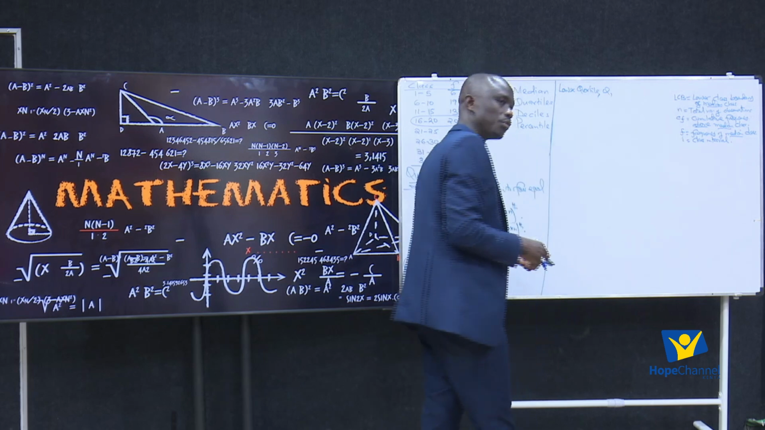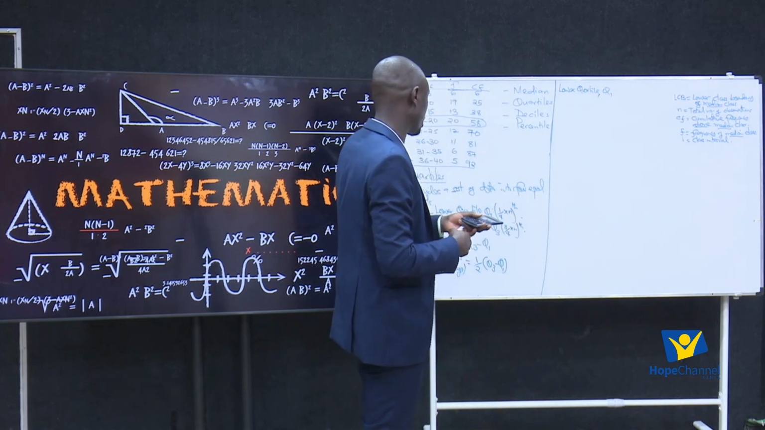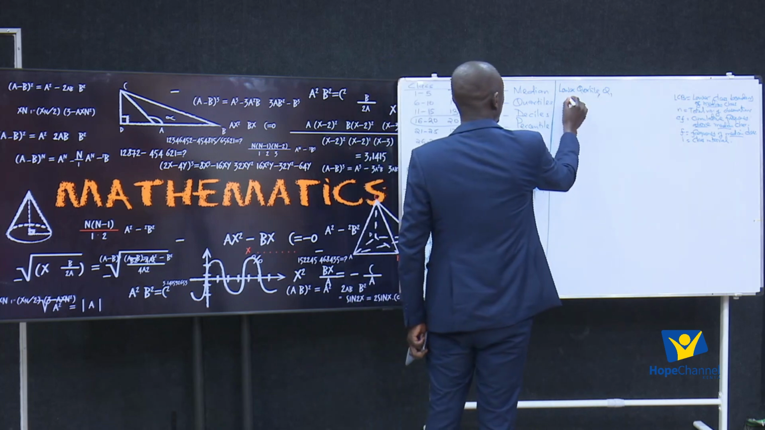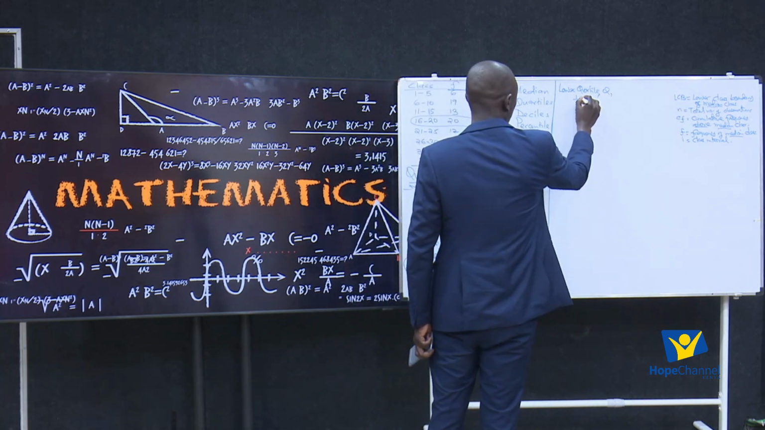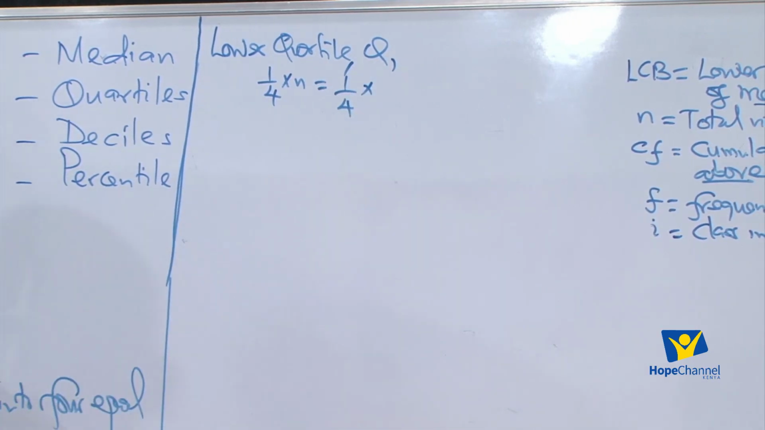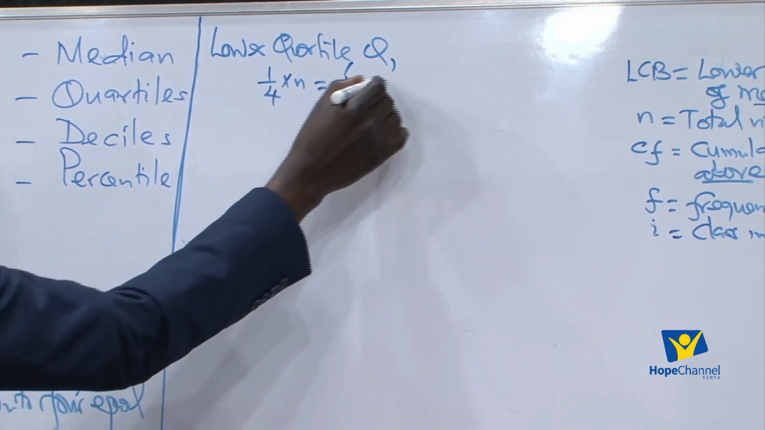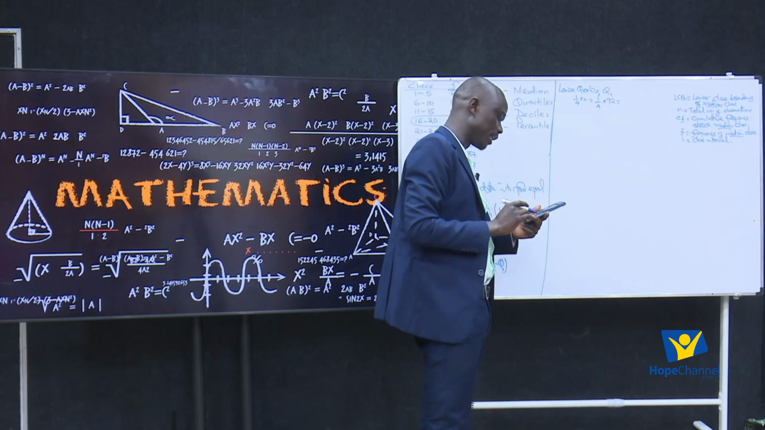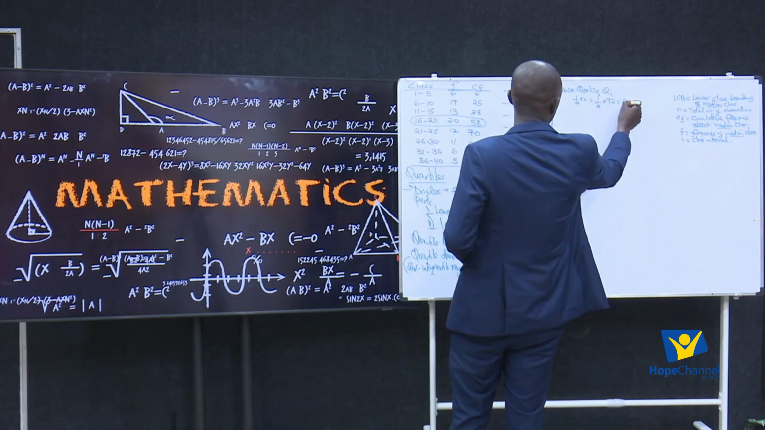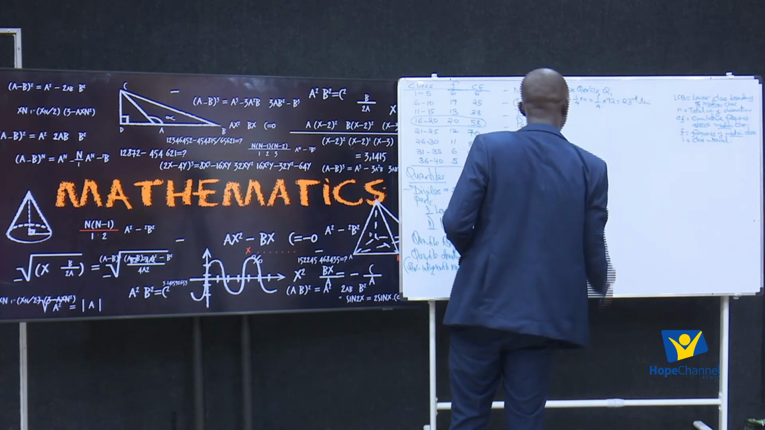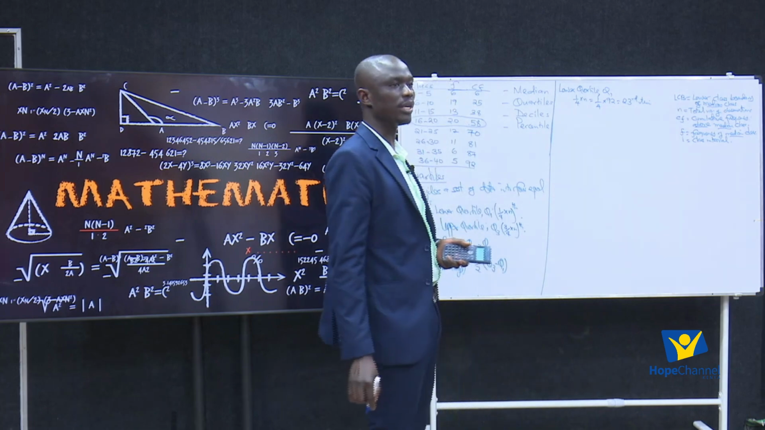That is Q1. So let's begin with the lower quartile. For Q1, we need to find a quarter of n, which is a quarter of the total. The total here is 92. A quarter of 92 is 23, meaning it is the 23rd item. So our lower quartile is falling on the 23rd item.